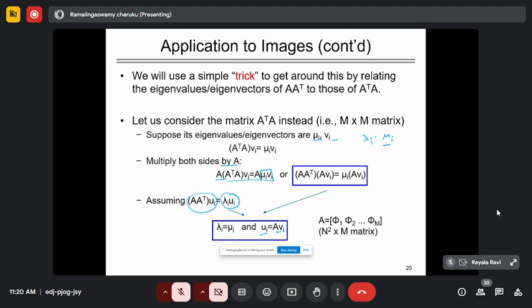So if I compare those two equations, in that case lambda is equal to mu i and mu i is equal to A into vi. We already know what A is. In the previous diagram, we came to know A is phi 1, phi 2, up to phi n.